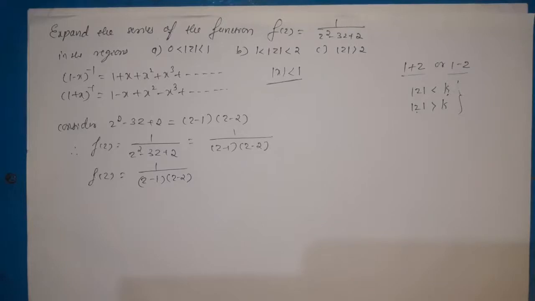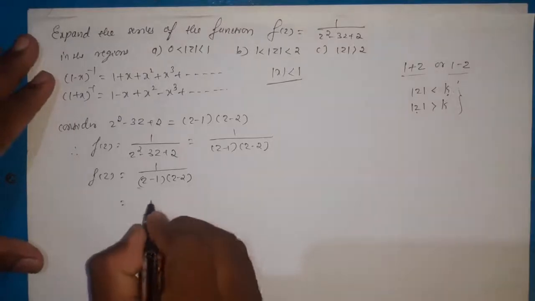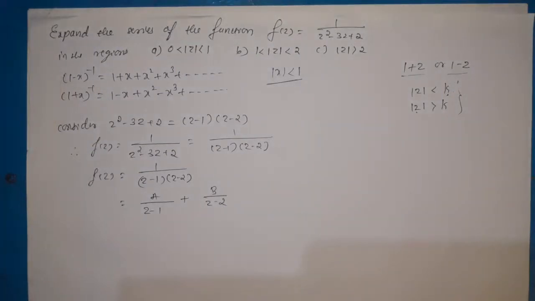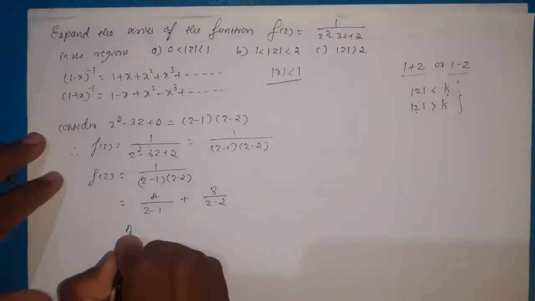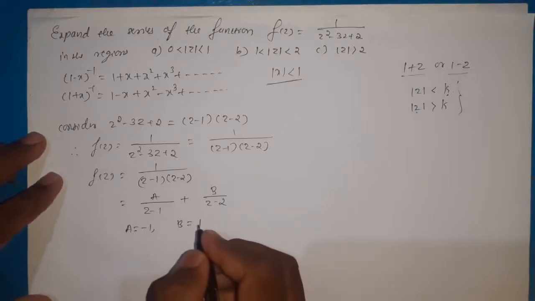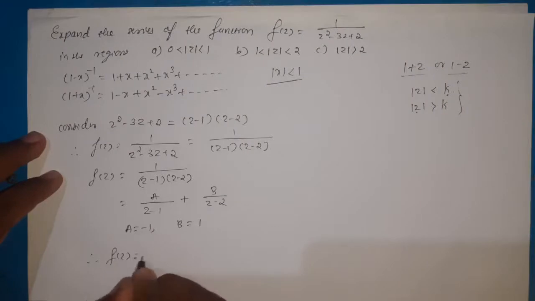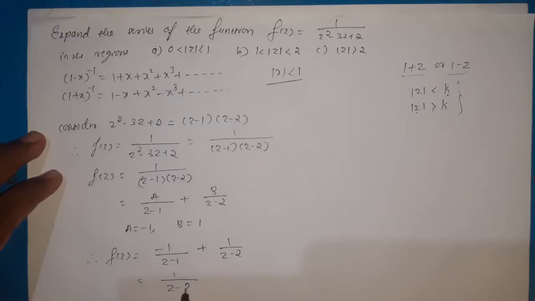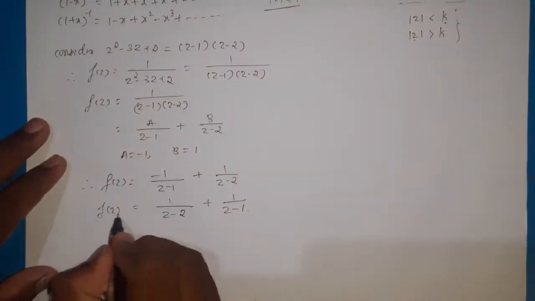So for the expansion of the function, the denominator of the given function should contain only one factor. But here it is a product of two factors, so separate this as a divided by z minus 1 plus b divided by z minus 2 by using partial fractions. After solving the partial fractions, we get a equal to minus 1 and b equal to plus 1. Therefore f of z becomes minus 1 divided by z minus 1 plus 1 divided by z minus 2, which is equal to 1 divided by z minus 2 plus 1 divided by z minus 1. So now this is the reduced f of z.